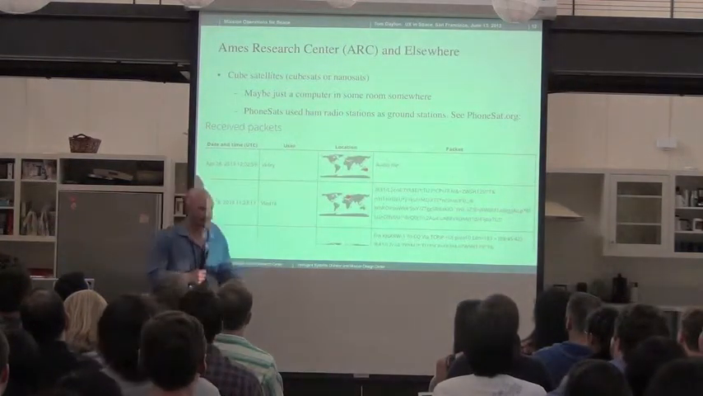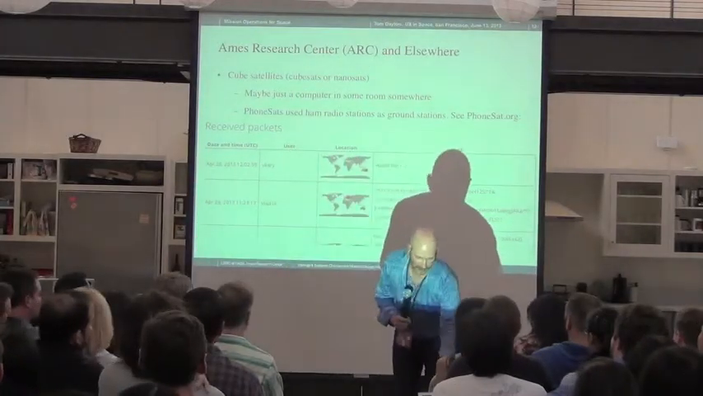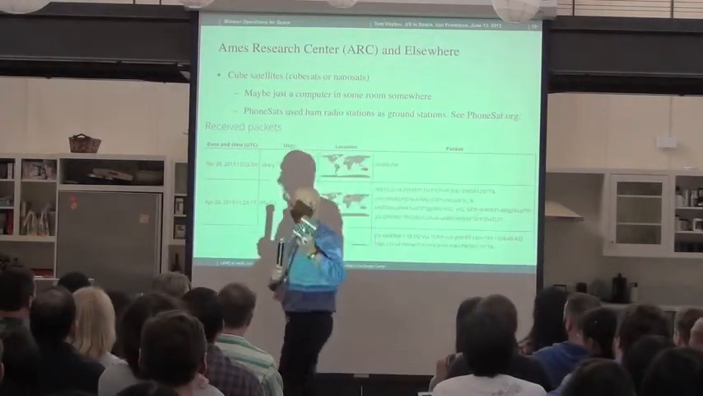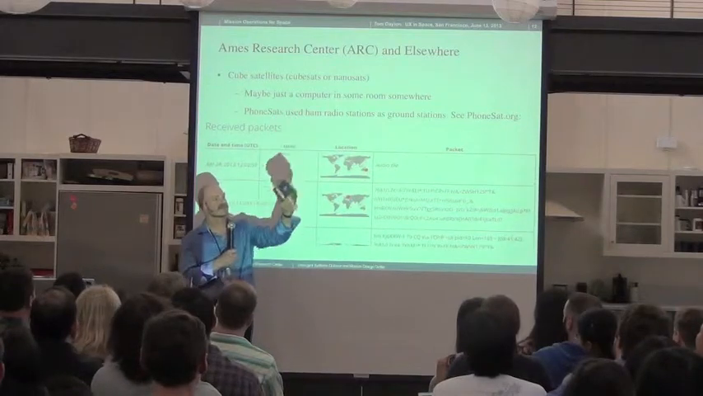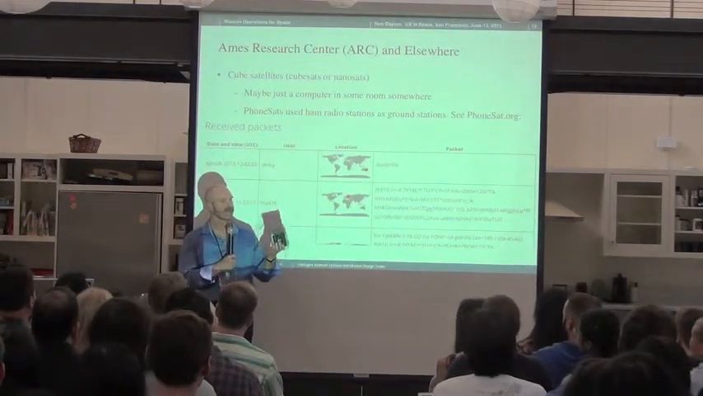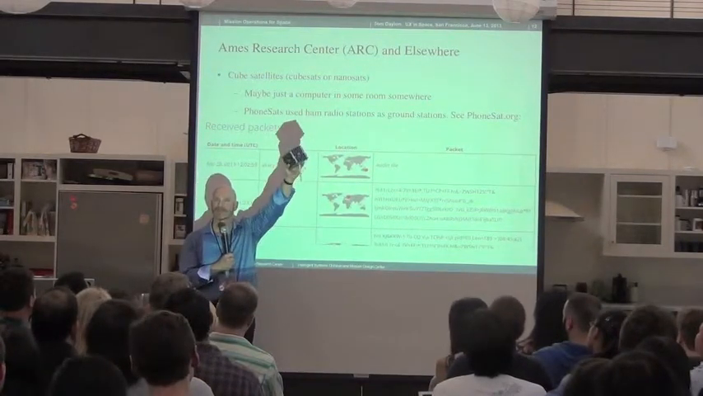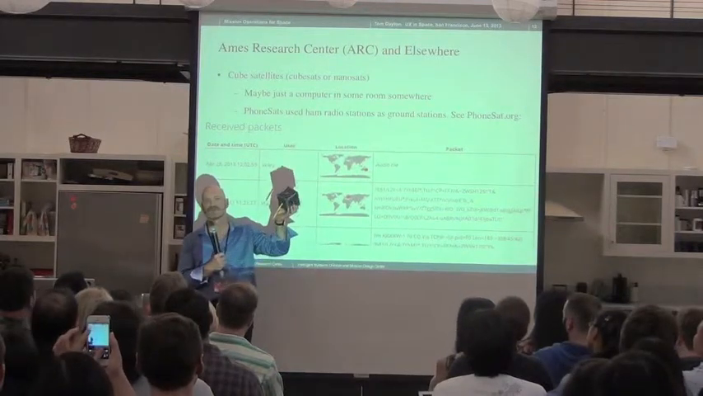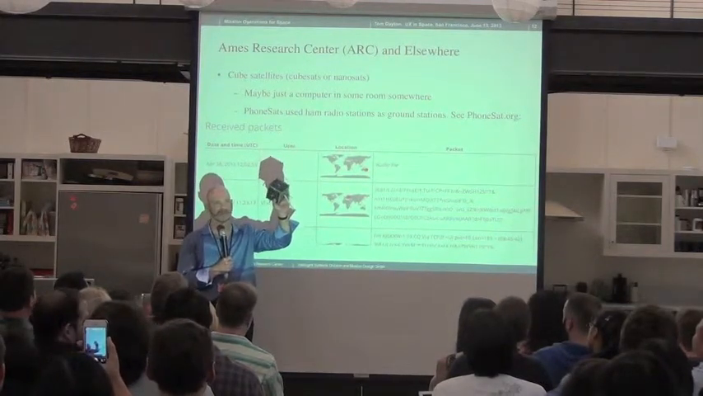We also do CubeSats at NASA Ames. Here's a Cube satellite, and yes, this is the real hardware. This one's not going to fly, but it's the real hardware. This is how big it is. It's got solar panels. This one is a phone sat. It's got a telephone inside. That's how they run the thing.